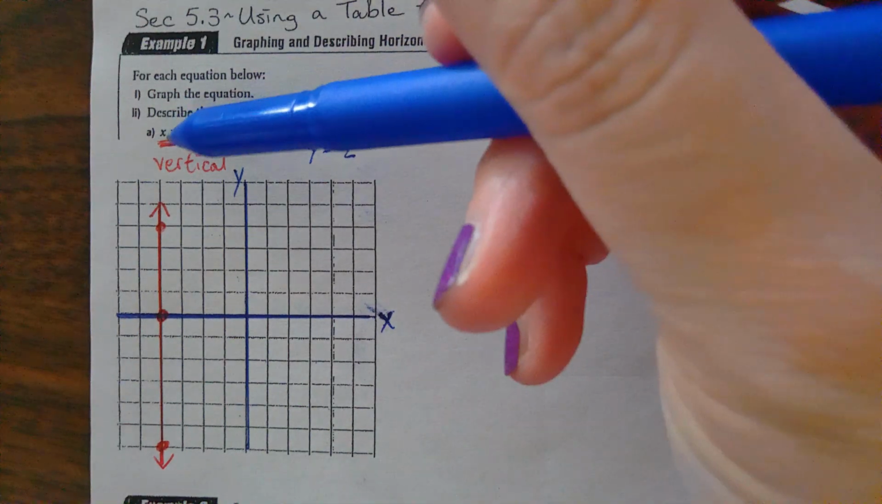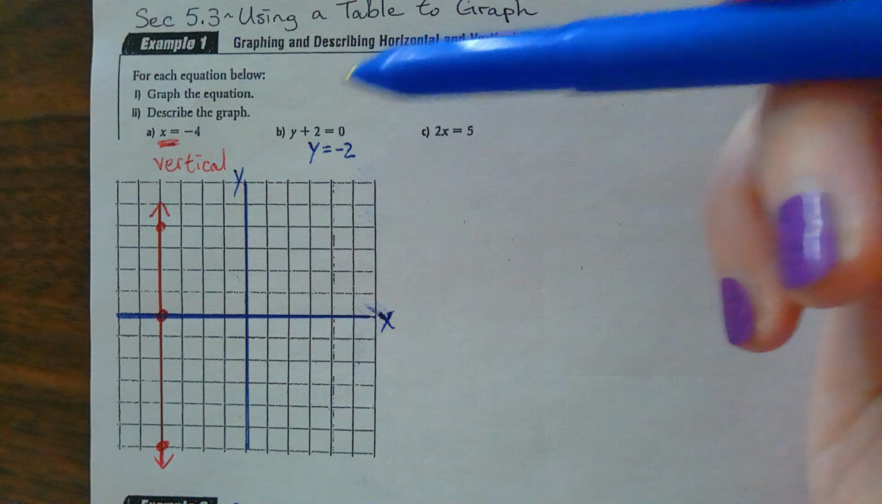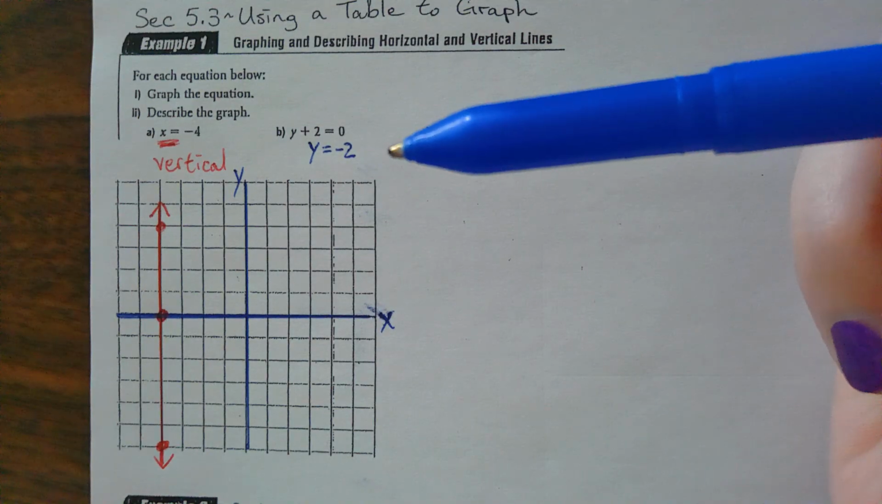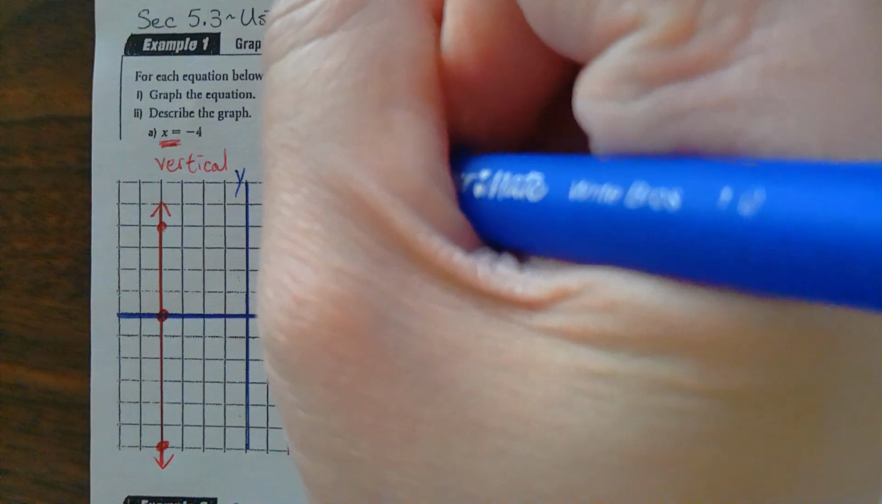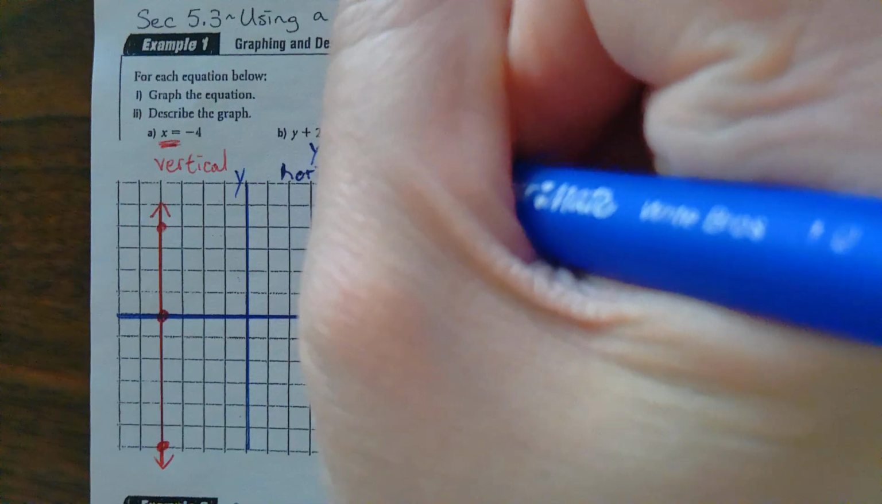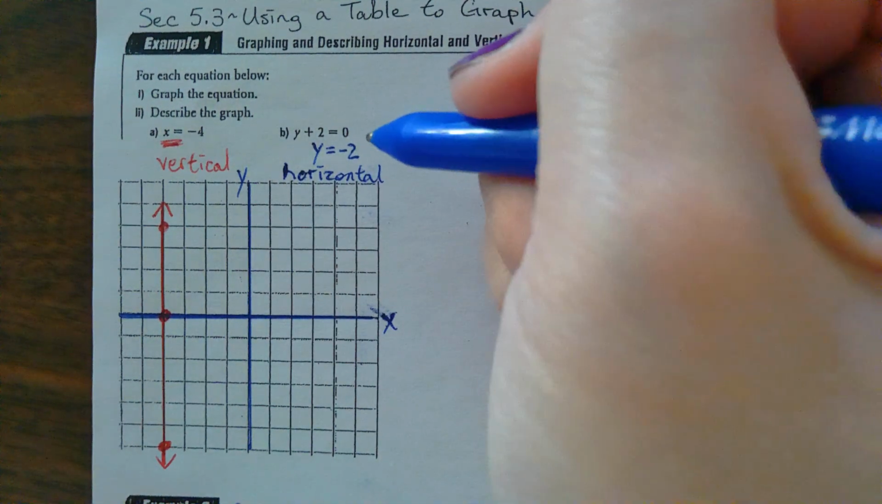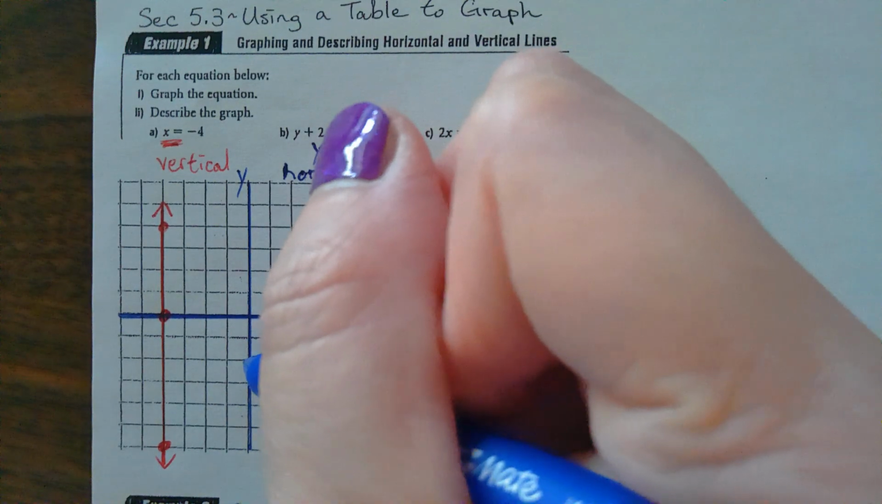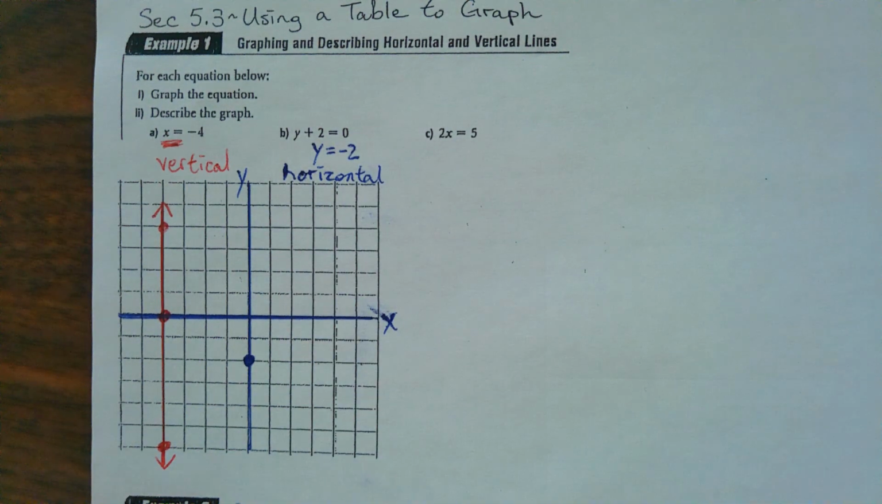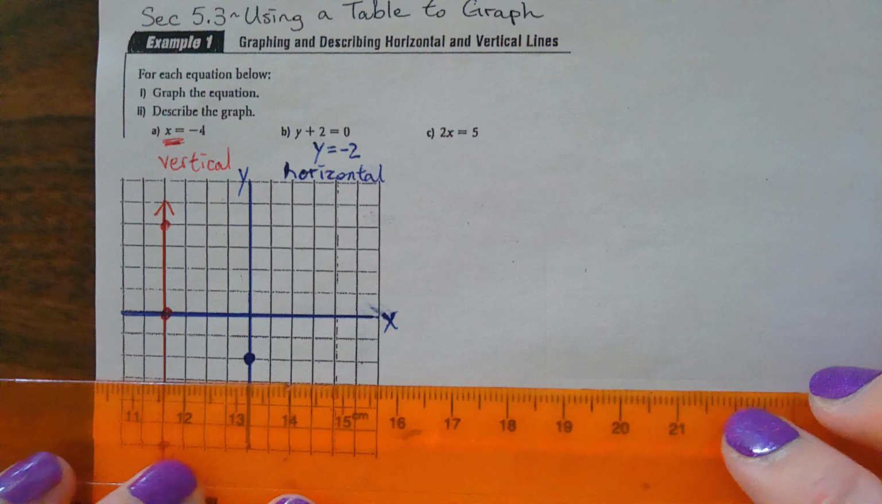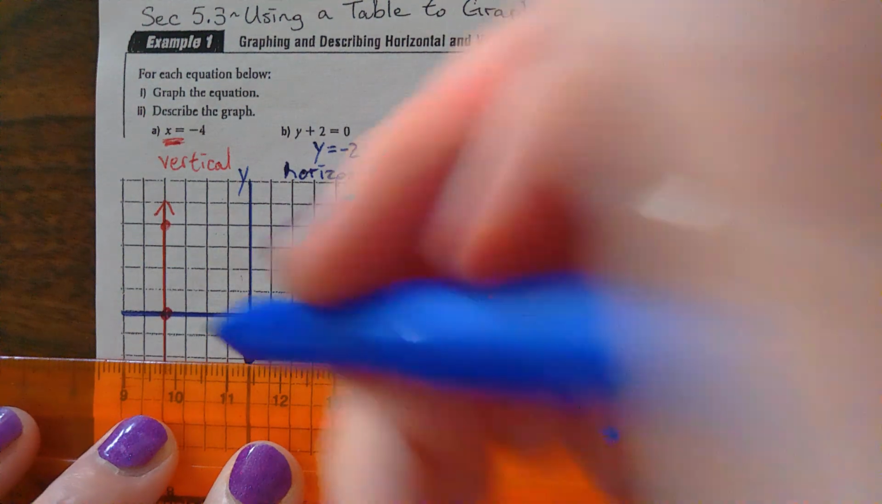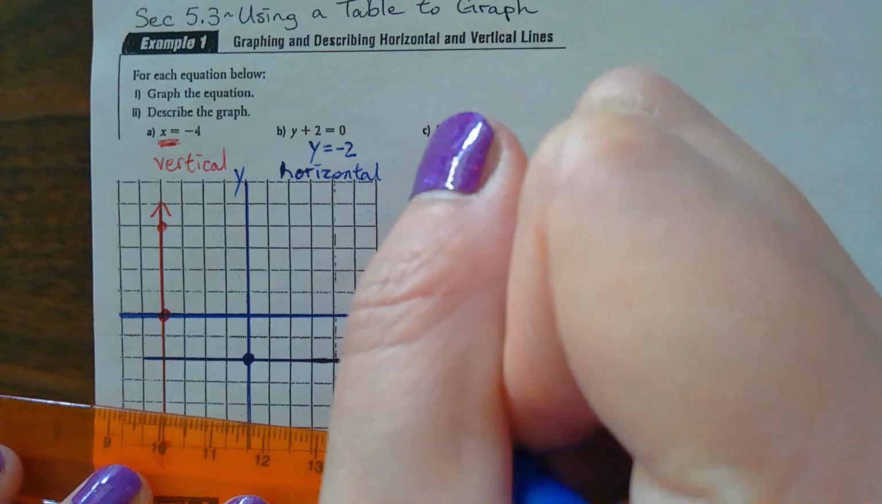If x equals gives you a vertical line, y equals gives you a horizontal line. That's right. And where is my horizontal line? At y equals -2. Right, so whenever it's y equals a number, I know it's just a horizontal line going through that number.